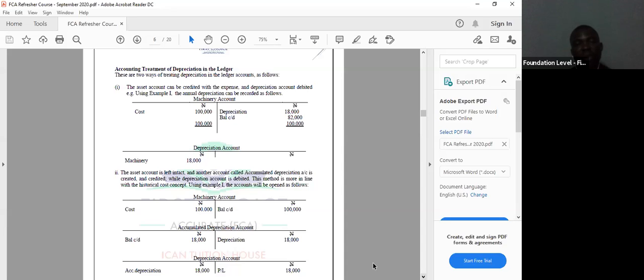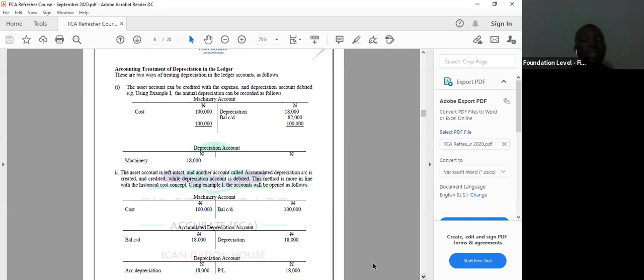The first method is we have the machine account and we have the depreciation account. While the second one is we have the machine account, we have the asset, not machine, let's say asset. We have the asset account, we have the accumulated depreciation account, then we have the depreciation account. The first one involves 2 steps, the second one involves 3 steps. Now, the difference between the first one and the second one is actually very simple and glaring, okay? But I will explain the 2 methods to us.